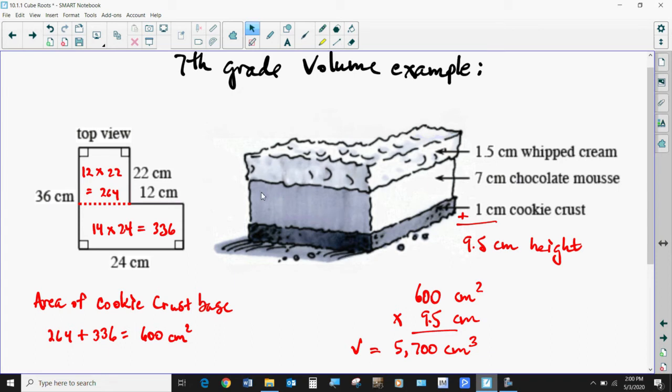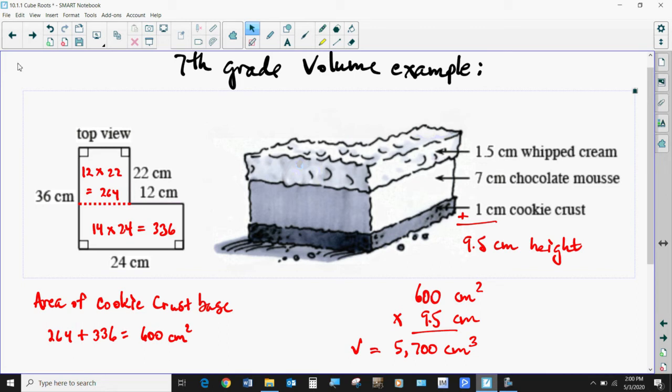Now, I believe last year we figured out how many cubic centimeters were just the chocolate mousse, which would be 7 times 600, which is 4,200 cubic centimeters. How much would be in the whipped cream at the top? 1.5 times 600 is 900, so that would be 900 cubic centimeters, and so on and so forth.